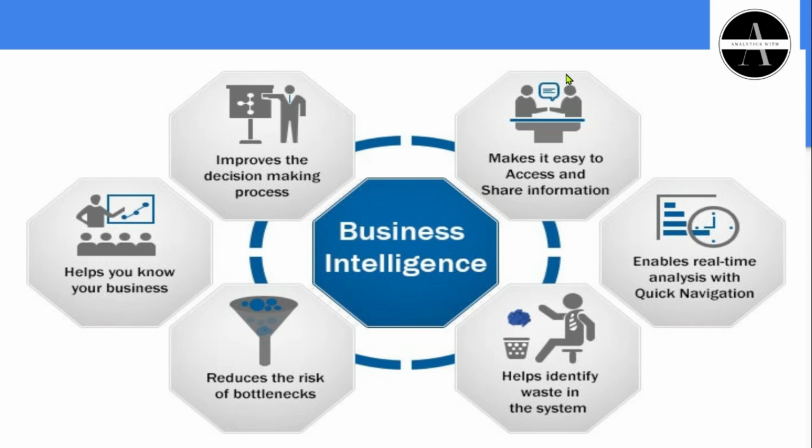With the help of business intelligence, we can do many things, as shown in the picture. Business intelligence makes it easy to access and share information. It also enables real-time analysis with quick navigation. It helps to identify waste in the system and also reduces the risk of bottlenecks. By doing a root cause analysis, we can find where the problem in the business is and work on it. Business intelligence also helps you to know your business very well and improves the decision making process.